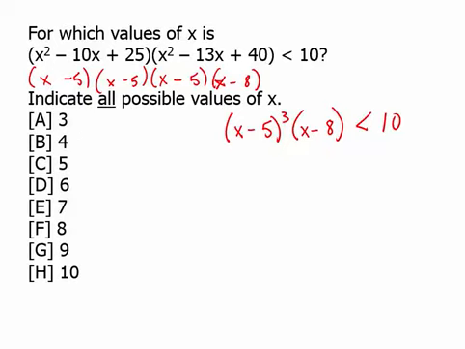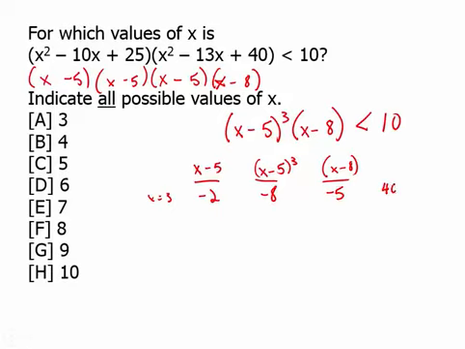So for 3, let's make a little column here. X minus 5 cubed, x minus 8. So for x equals 3, we'd get negative 2 cubed is negative 8 times negative 5. Product is positive 40. Greater than 10 doesn't work. X equals 4. We'd get negative 1 cubed is negative 1 times negative 4. Negative 1 times negative 4 is 4.